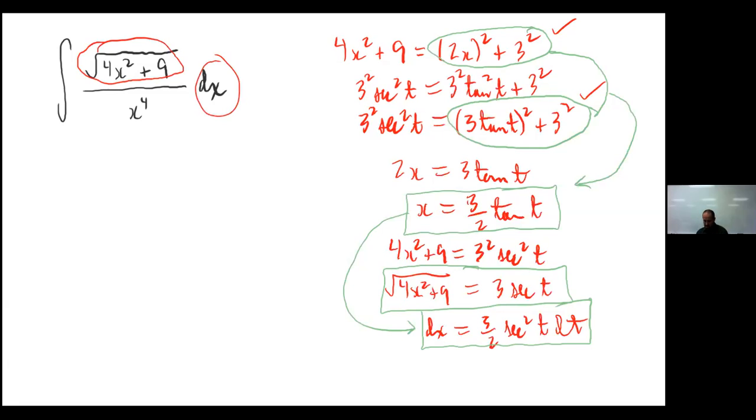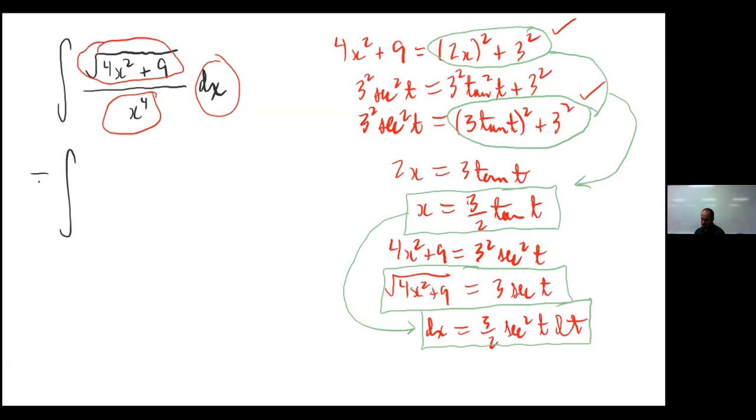But I also know that I have some other things in here to be concerned with. I need to replace x to the 4th with something. Does that make sense? So I really need to know specifically what x is equal to, right? It's not enough to just know what 2x is equal to. I need to know what x is equal to. So I'm just trying to collect all of the pieces of information that I need in order to replace the integrand with all the stuff in terms of the t stuff. Yes? Okay, so let's proceed.